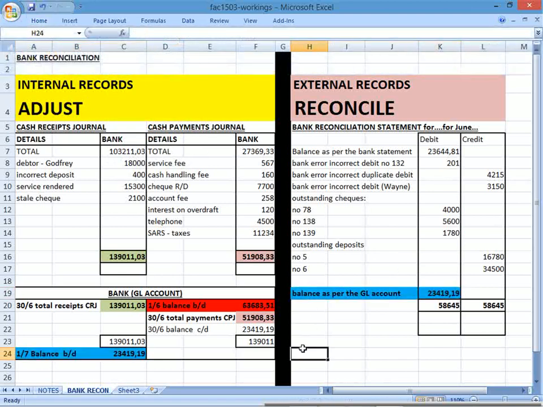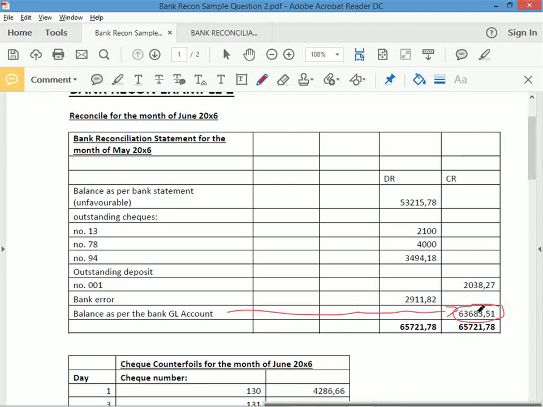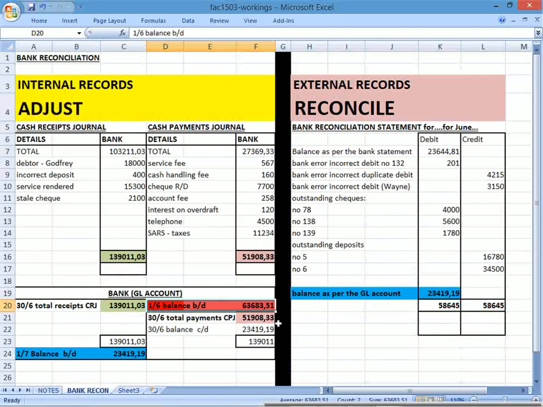Okay, so yeah, please just fix that. That was a stupid mistake. I wrote in the wrong line. Okay, the actual balance in the question was this, 63683.51. Okay, then it balances. Right, so sorry, it's just a silly mistake there. Please correct that. Perfect. And that's how you do a bank reconciliation question.